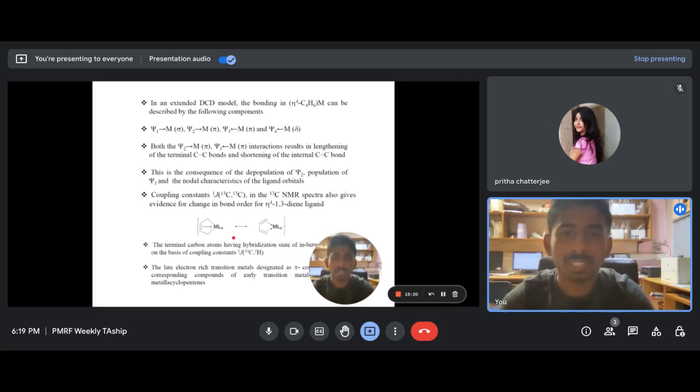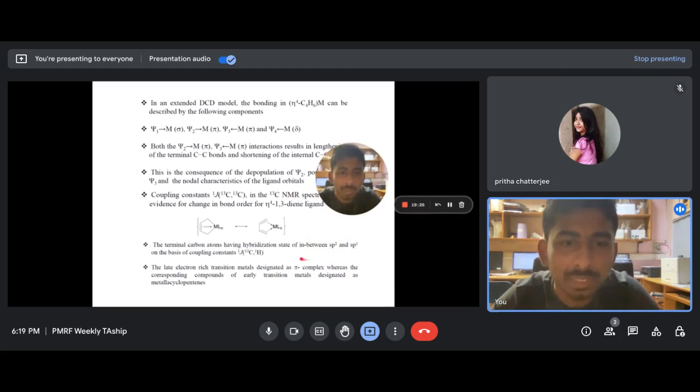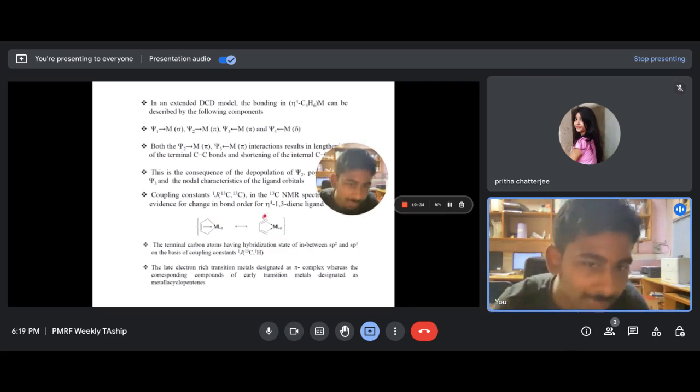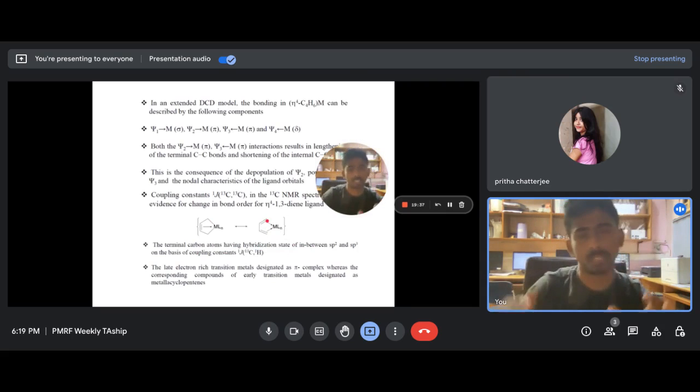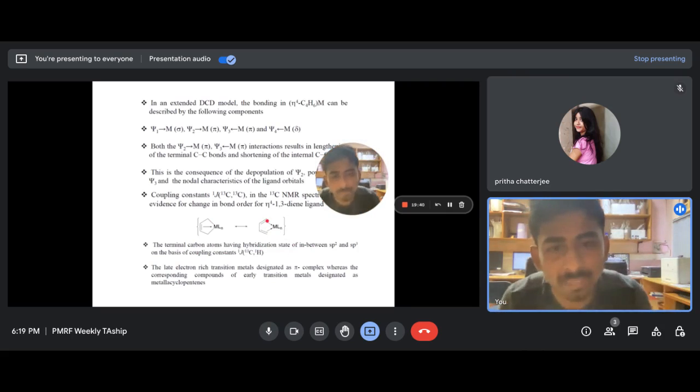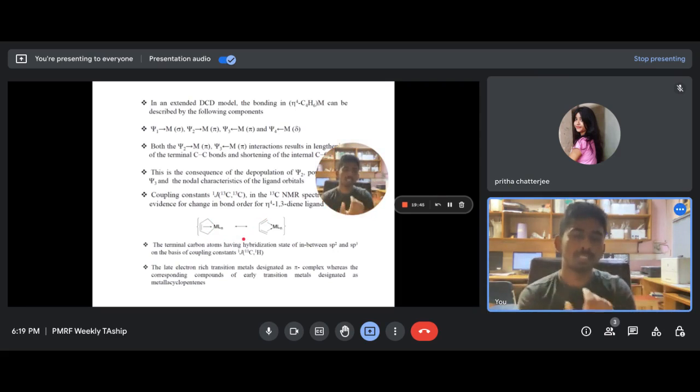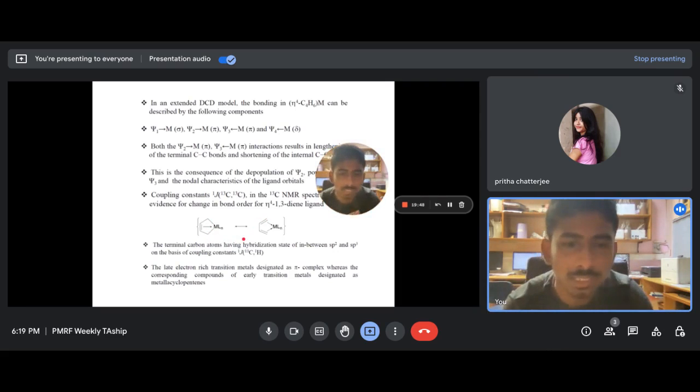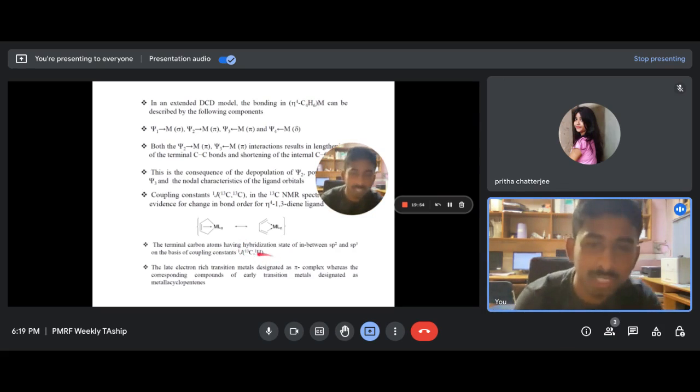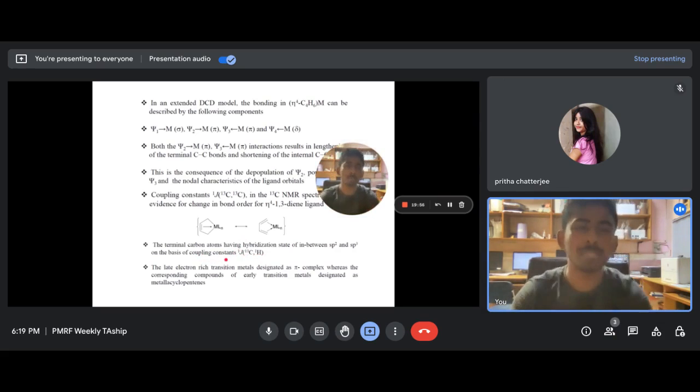The terminal carbon atoms have this hybridization. Here you can see the terminal carbon atoms, this one and this one, this one and this one, have a hybridization state in between sp2 and sp3. In this canonical structure the hybridization of the carbon is sp2, and in this canonical structure the carbon is sp3. That's why the actual hybridization of these states will be in between sp2 and sp3, that is sp2.5, so that can be evaluated on the basis of the coupling constants between 13C and 1H, 1J.